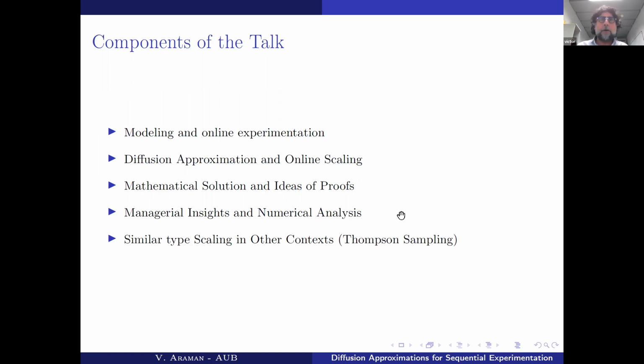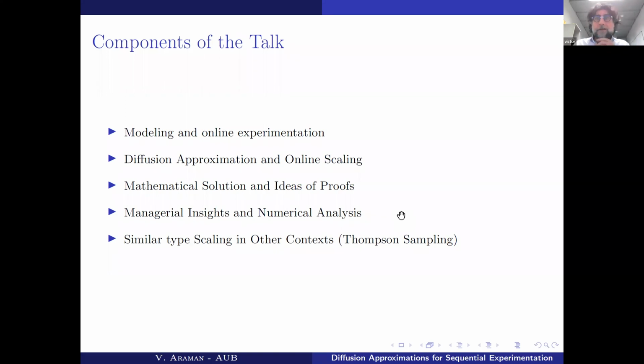This is a published paper, so you will see at the end the list of papers, and you can maybe Google it or drop me an email. I will share it with you, where we talk a lot about managerial insights and other things. I would also like to leave some time to talk about a similar type of scaling for some very recent work in a slightly different context, which is still experimentation, but related to multi-armed bandit.